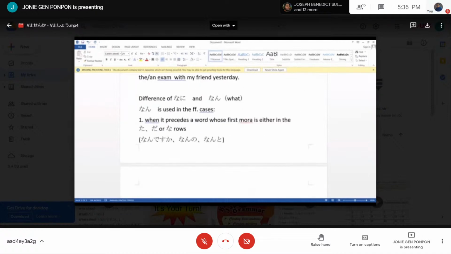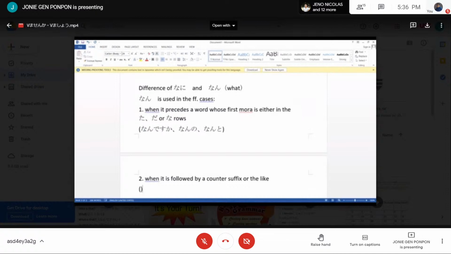For the next case, kung when gagamitin si nan. When it is followed by a counter suffix. So if you want to ask how old are you, what floor is it, how many animals, how many persons, how many small objects, mga ganon. Ang gagamitin doon is nan.